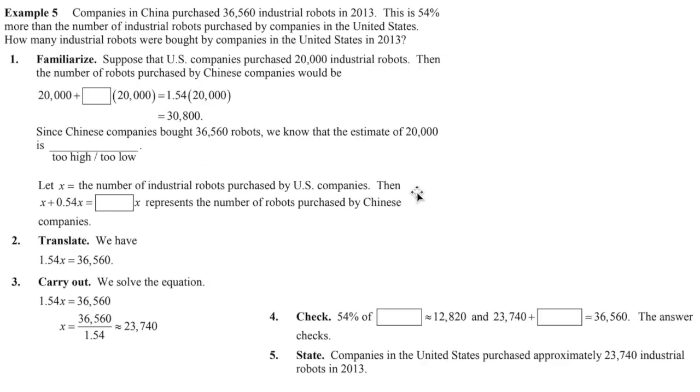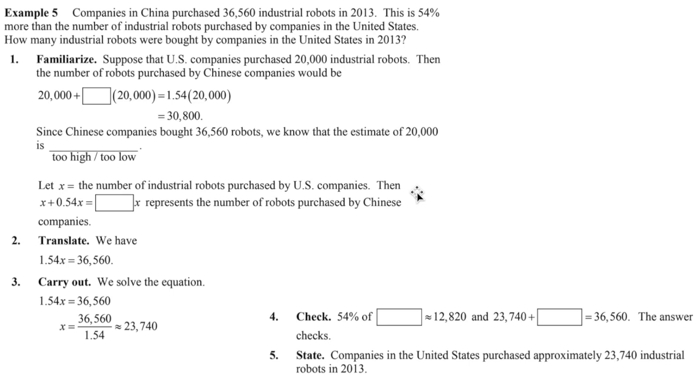Companies in China purchased 36,560 industrial robots in 2013. This is 54% more than the number of industrial robots purchased by companies in the U.S. How many industrial robots were purchased by companies in the U.S. in 2013?